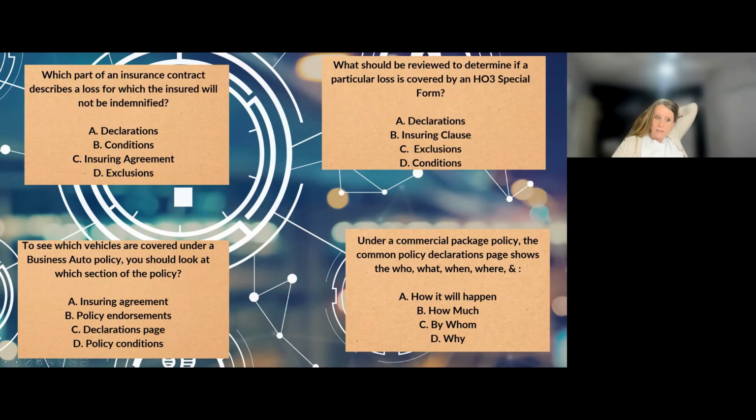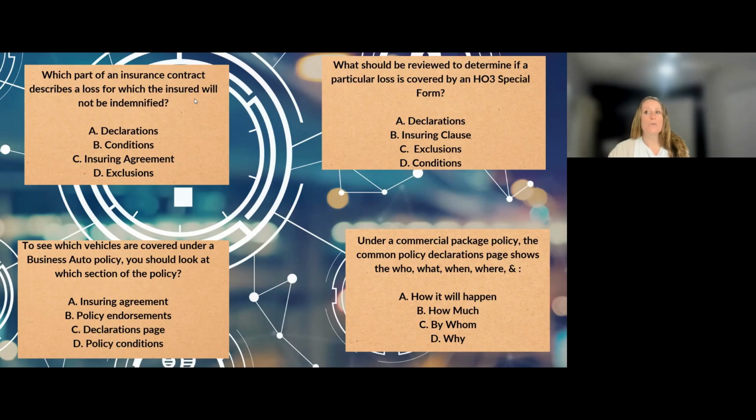So first one here says, what part of the policy or what part of the insurance contract describes a loss for which the insured will not be indemnified? So of course, not being indemnified, right? That's going to be your exclusions, what they're not going to cover. It's excluded from coverage. So you can see, as always, the exam writers are not going to make it easy on us, right? So they're going to word that kind of funky. What are they not going to indemnify? Your exclusions, right? It's not covered. So that's going to be D.